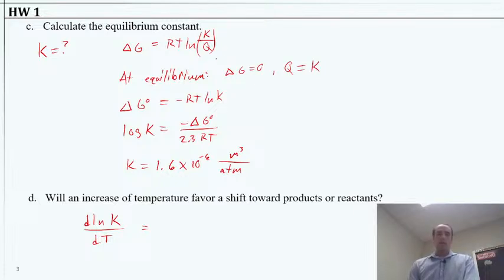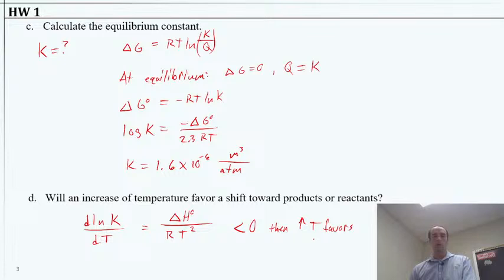And that can then relate straight back into what we were just talking about up here. So we can find an equation. This is the Van 't Hoff equation that looks like this: delta H naught divided by RT squared. Now, if this is less than 0, then increasing temperature favors reactants. And that is true in our case.